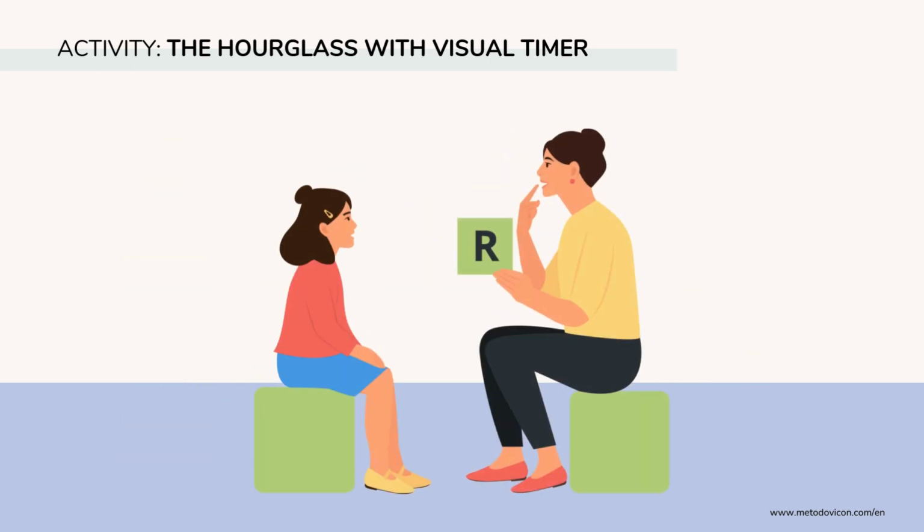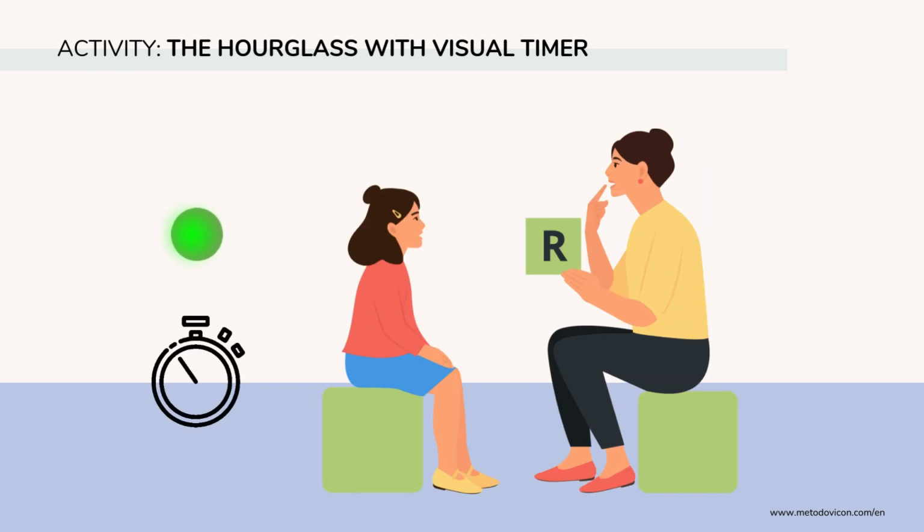For example, imagine you're in a therapy session and the child needs to wait their turn to participate in an activity. You can use a visual timer or an hourglass that changes from red to green. When the timer turns green, it's time to act. It really helps children see how much time is left before they can join in.